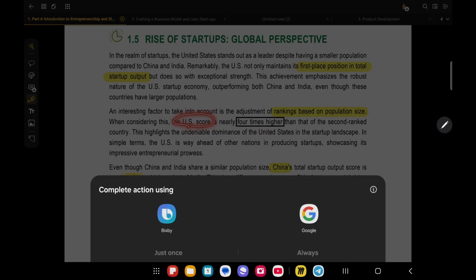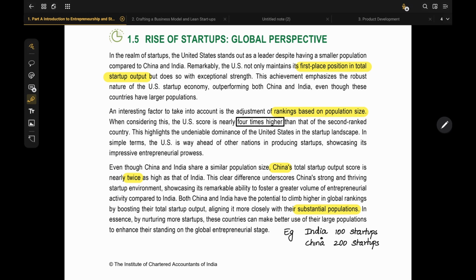The United States is 4 times higher than the second ranked country. For example, we can take the United States of America as having 4 crore population. They will compare it with another country with 4 crore population. When compared to that other country, the United States has 4 times the startup output. If one country with 4 crore population has 100 startups, the United States of America has 400 startups. This is the number of startups of America. And then India and China.